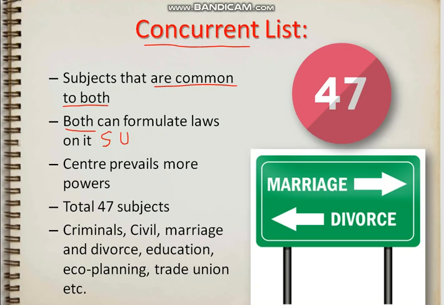But here, as I already told you, the center has more powers in comparison to the state. This needs to be remembered, that the center is more powerful in comparison to the state, and that's why there are 47 subjects. How many subjects are there? 47 subjects are there which are included in the concurrent list.